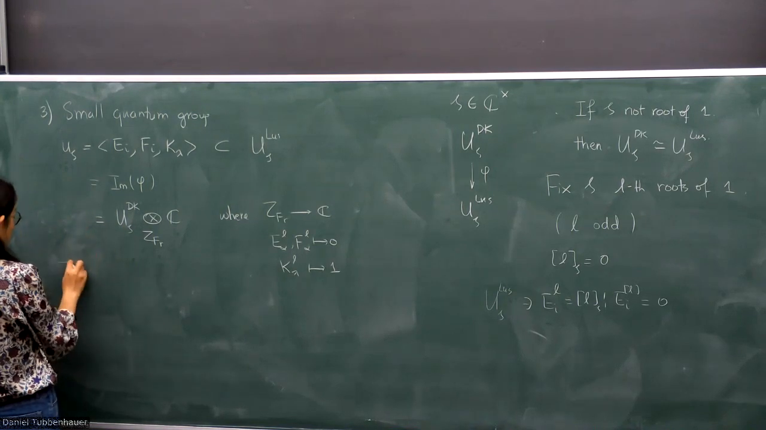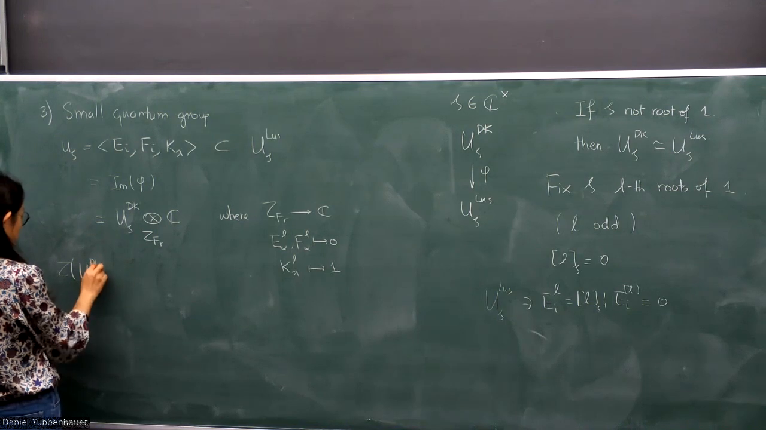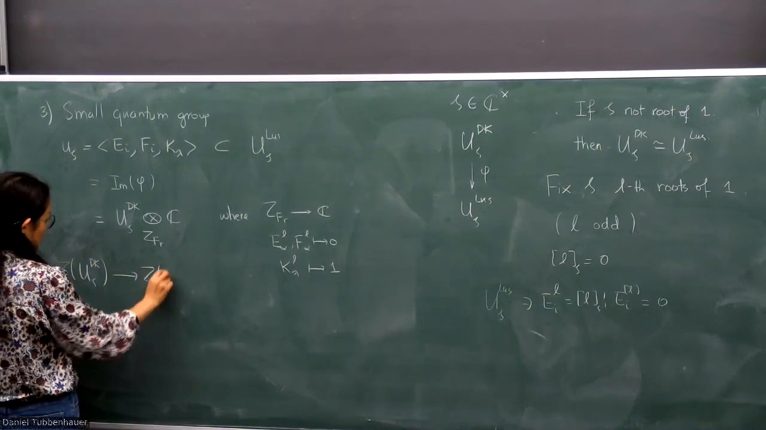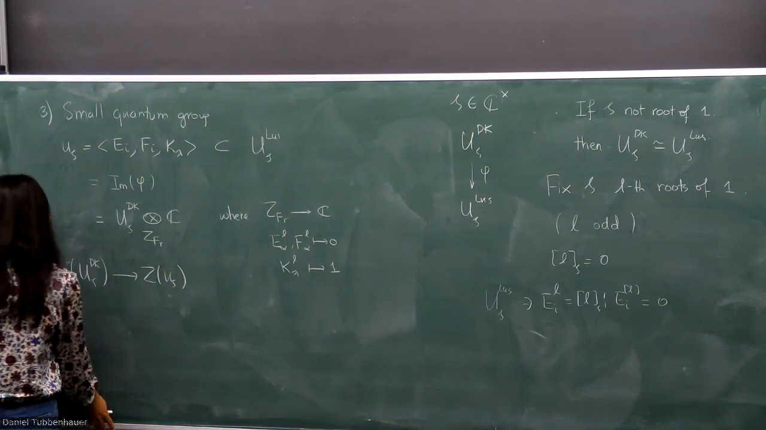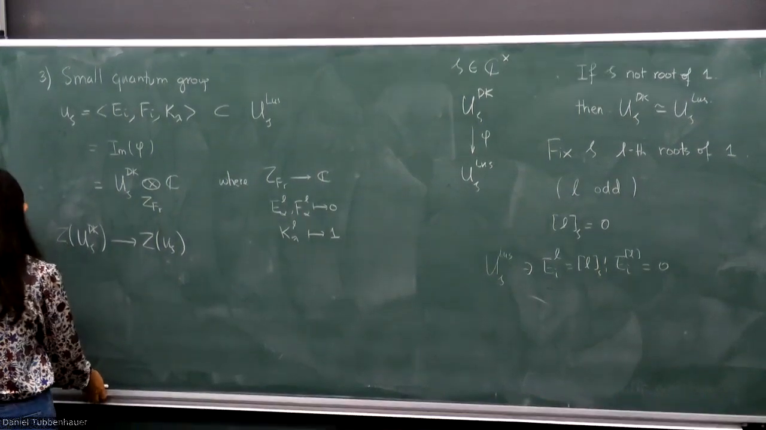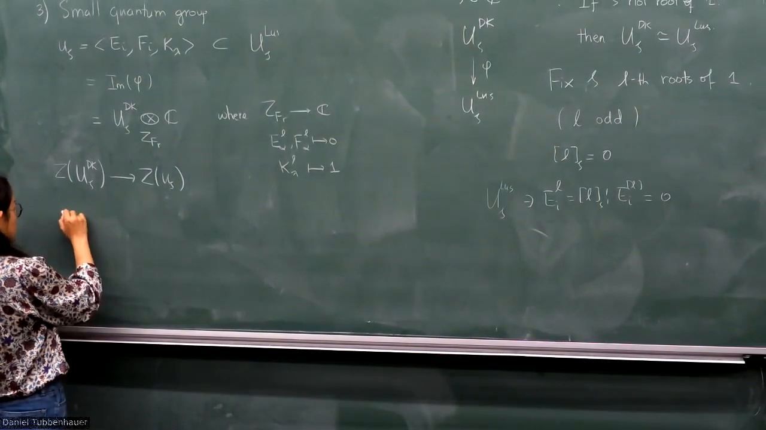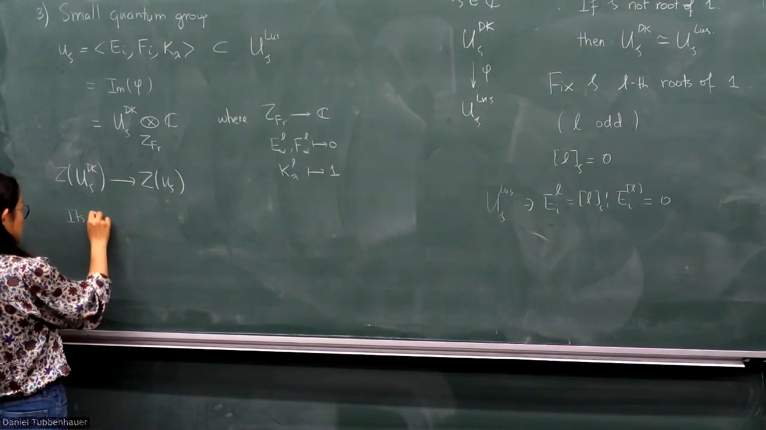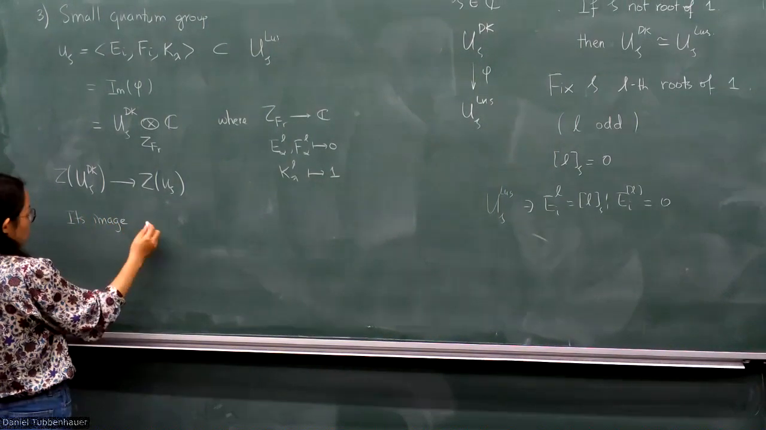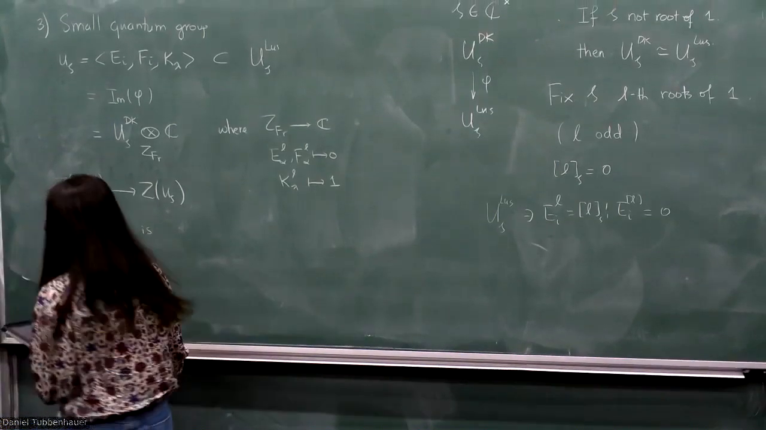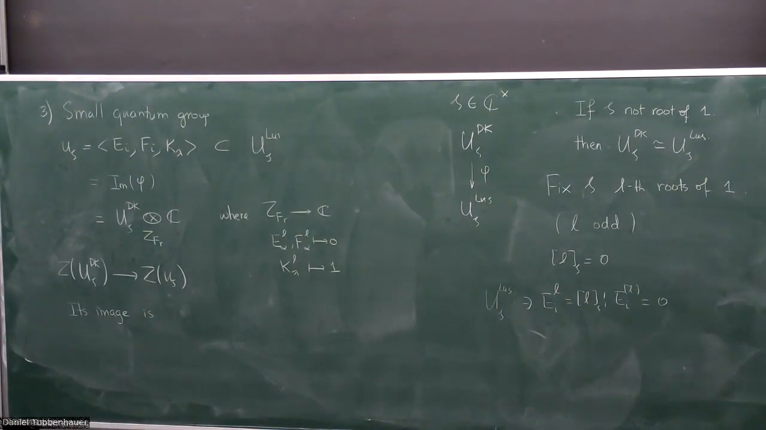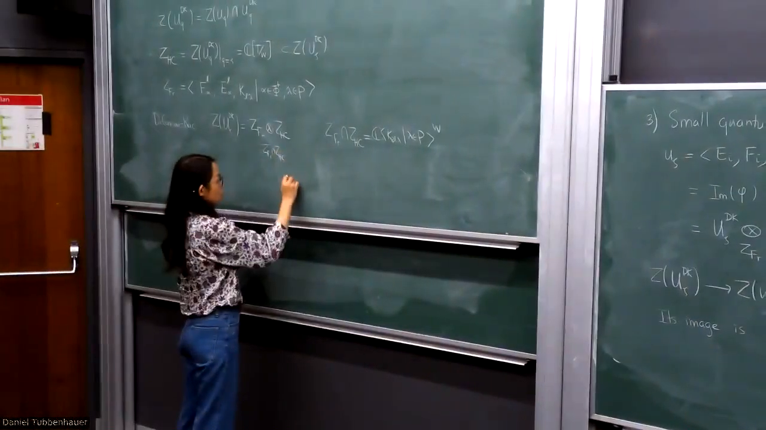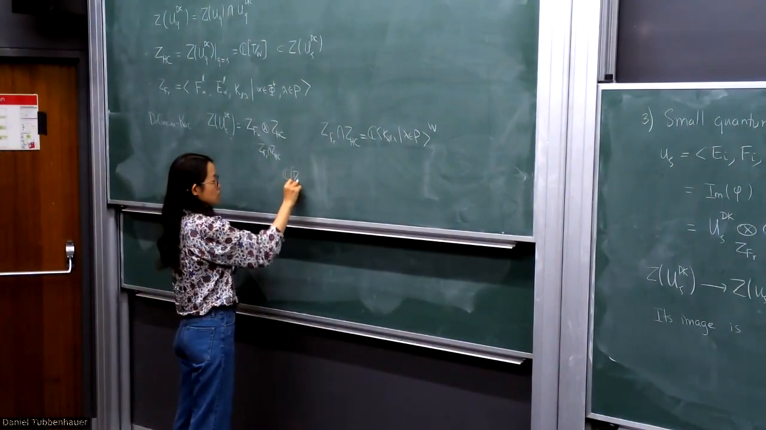So I can look at the map from the center of the small quantum group, and its image. So what is this image? If you look here, the Harish-Chandra map, we have identified it with functions on t over W.